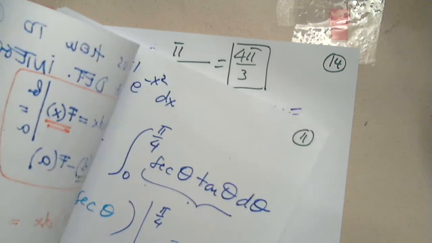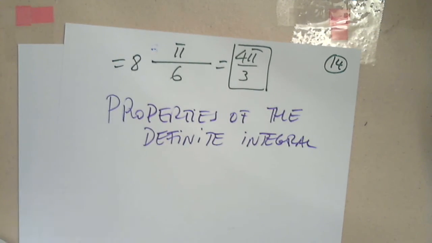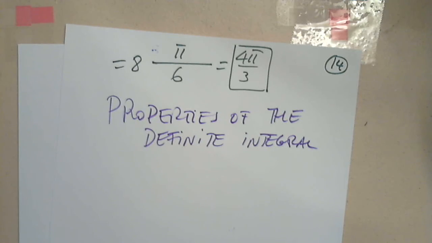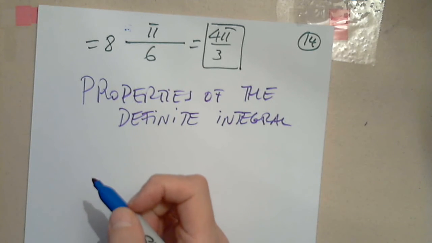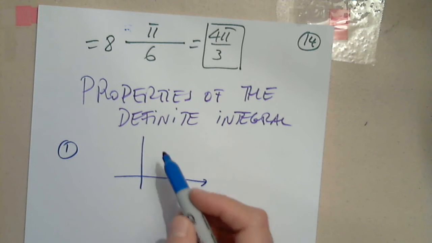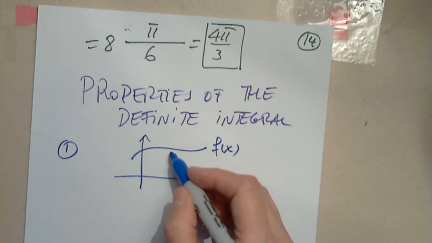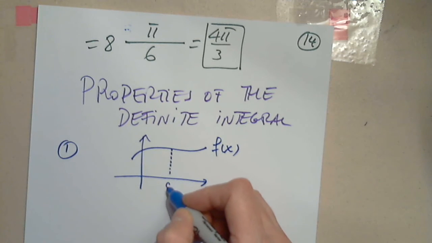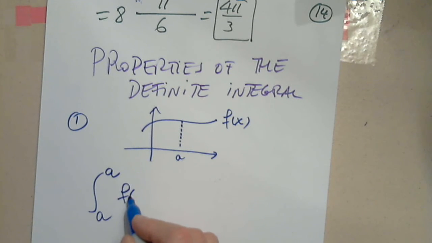So after we looked at the properties of the definite integral, I would like to estimate that. Okay. So let's look at the first property. Let's say we have a function, and this is f of x, and this is a, and I would like to determine the integral from a to a from f of x dx.